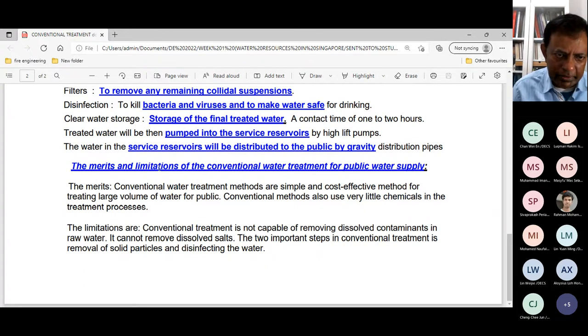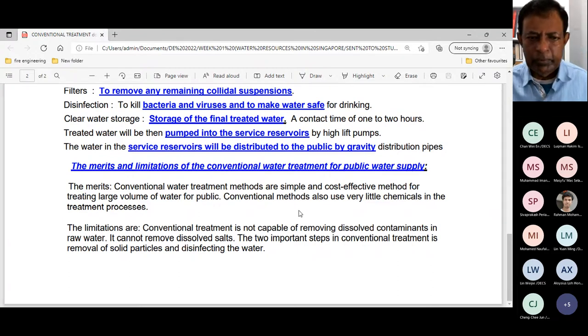Now, the merits and the limitations of conventional water treatment for public water supply. The merit is that conventional treatment methods are simple and cost effective, because you are treating a large volume of water every day, so you cannot afford to spend so much money. Conventional treatment is ideally suited to produce drinkable or potable water, a very cost effective method for treating water in large volume.